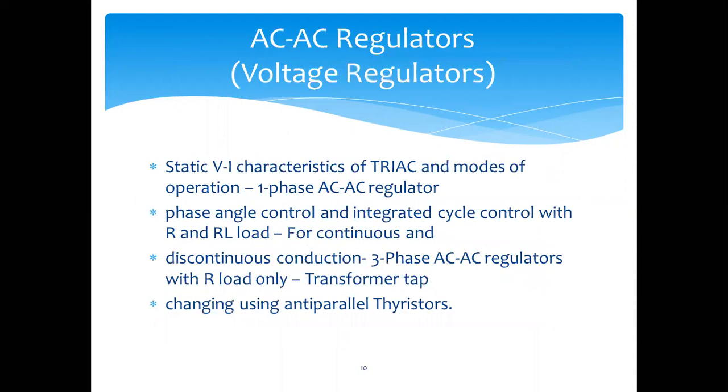Next one, AC to AC regulators. That is also called voltage regulators. For example, in ceiling fans we are using these regulators. Next one, static VI characteristics of a triac. We are using a triac here. Triac is a switch, and its modes of operation. Single phase AC to AC regulator. Phase angle control and integral cycle control with R and RL load for continuous and discontinuous conduction operation. We observe single phase AC to AC regulators and also three phase AC to AC regulators here. This is the last unit, AC to AC regulators. These are all the units we have observed here.